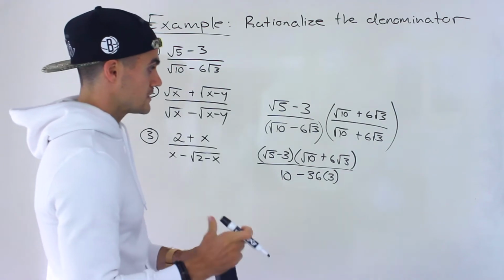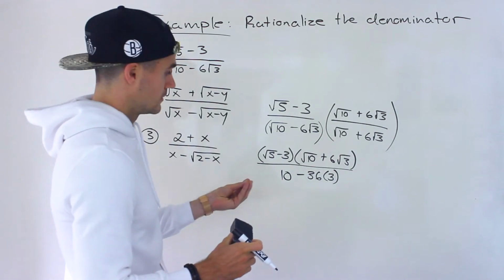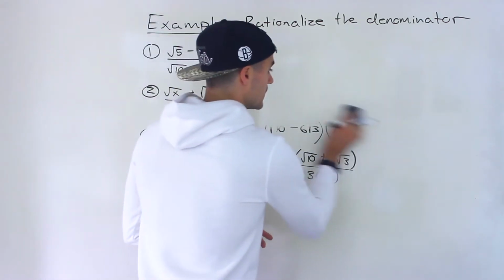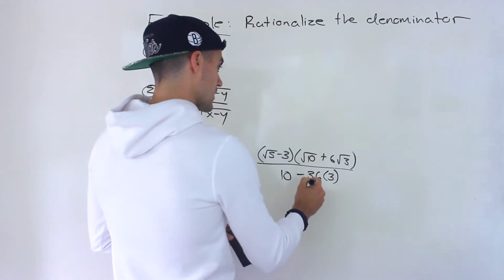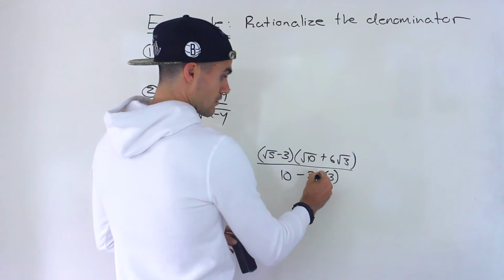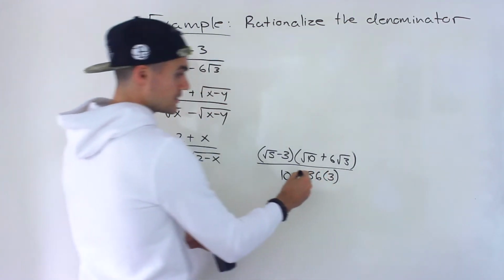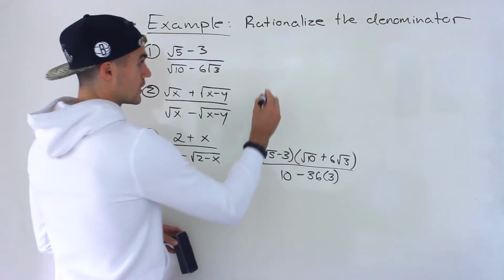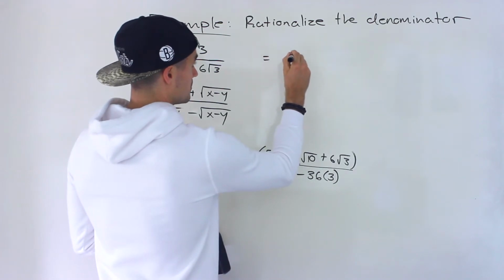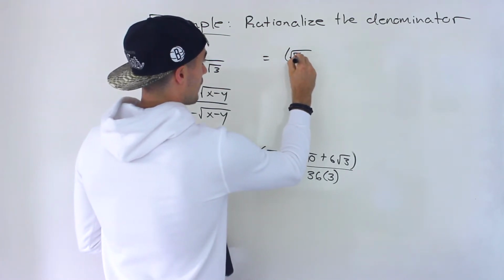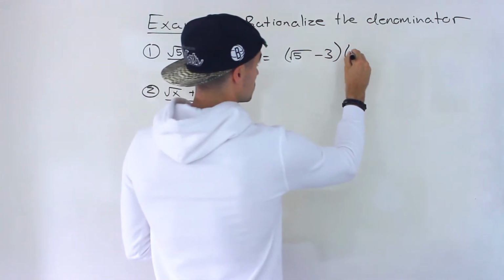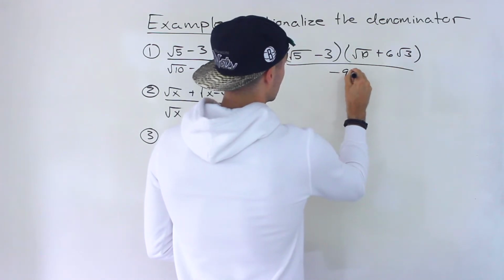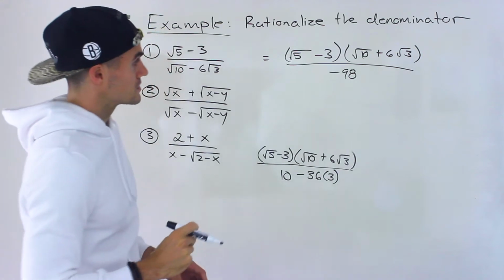And so now notice at this point that we got rid of the radical in the denominator. Right? It's just now we got to simplify. So what this would end up being is 10 minus 36 times 3. Now 36 times 3 would give us what? 108. So 10 minus 108 would give us negative 98. So this is basically going to be root 5 minus 3 times root 10 plus 6 root 3 all over negative 98. You could bring the negative up there if you want as well.